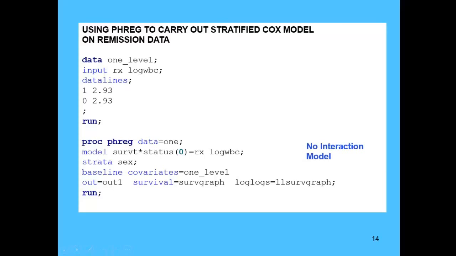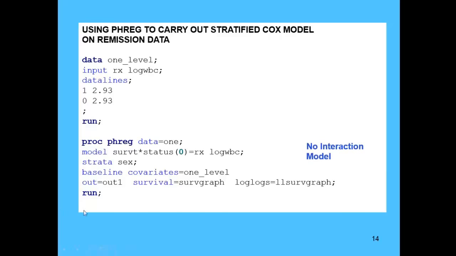So if you want to do a stratified Cox model, you have to add a strata statement, and you have to tell the computer what to put for that statement. If the only variable that you're stratifying on is sex, and there are only two categories of it, then you say strata sex. That's the key part of what you have to do to run a stratified Cox model.